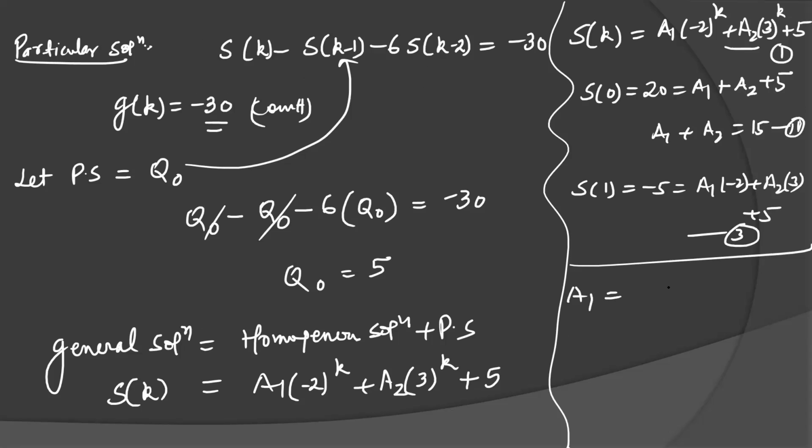I am telling you the answer: a1 is 11, a2 is 4. So put a1 and a2 in the general solution. So Sk will be 11 (-2)^k plus 4 (3^k) plus 5. You can check the answer also. Put k equal to 0, you will get S0 equal to 20. Put k equal to 1, you will get minus 5.